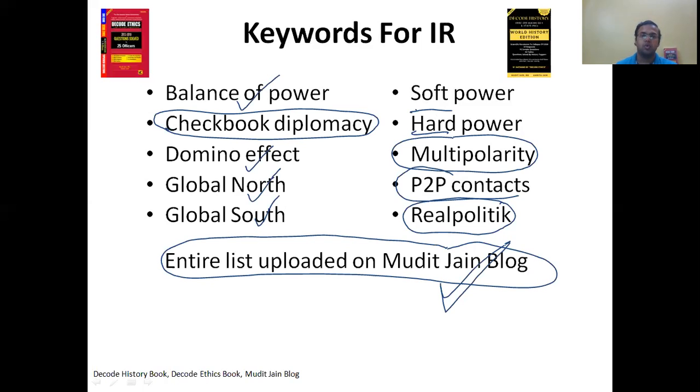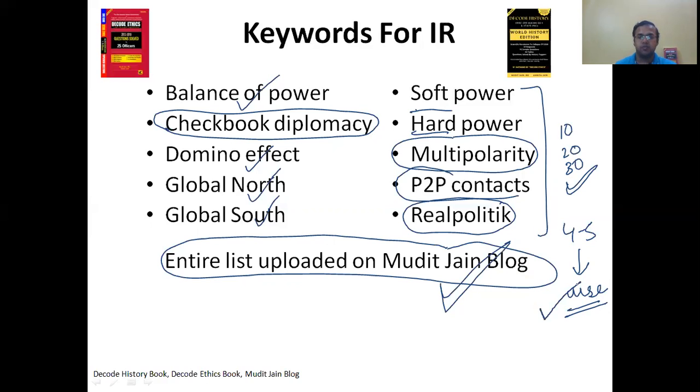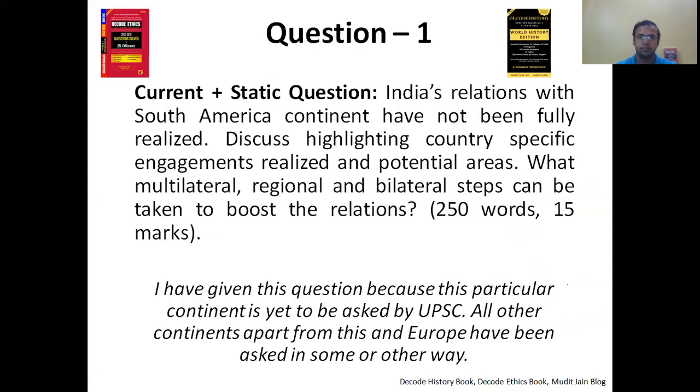You can make your own list, use the list that I've uploaded as a reference, and then add 10, 20, 30 keywords. The idea is to have a broad list, revise them 4 to 5 times, and then use them. There is no point of having a list and then not writing those keywords in the answer. It is very important to mention paper specific keywords, as I've already stressed in previous videos. So please take this advice very seriously.